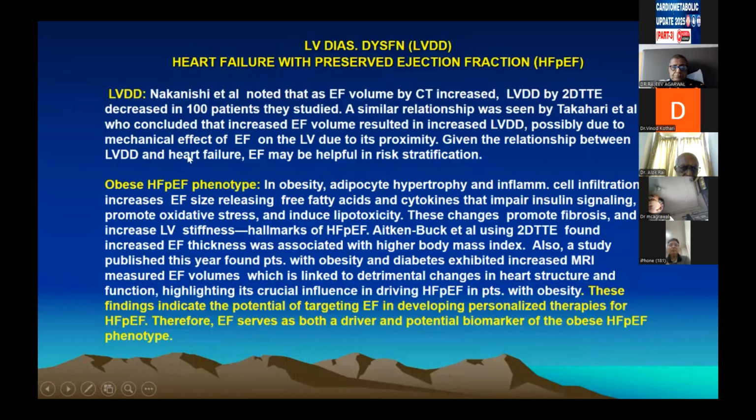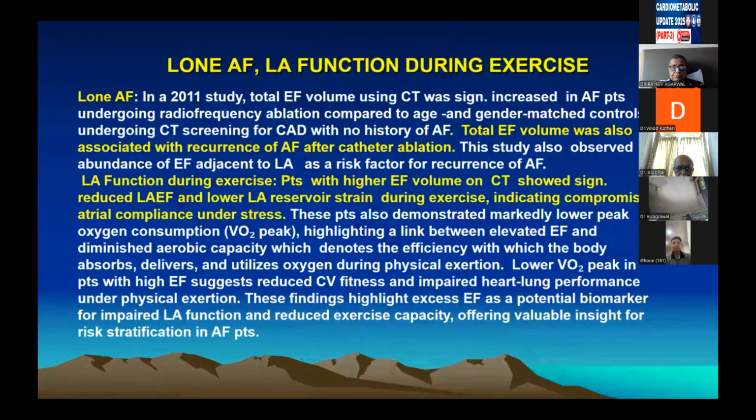So it has some importance in obese phenotype HFpEF. It correlates with increased body mass index. So that's very important for HF. Now, what about atrial fibrillation?